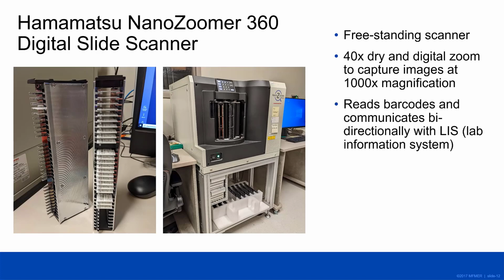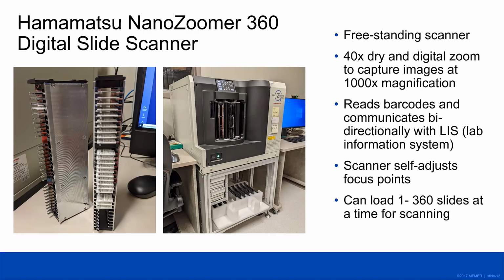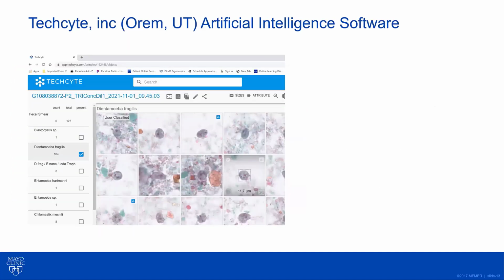It reads barcodes and communicates bidirectionally with our laboratory information system. It self-adjusts to focus points, so someone doesn't have to manually adjust the slide and the focus each time. And it can load up to 360 slides at a time for scanning, so perfect for a high-volume laboratory like ours. This is an example of a screen that is then captured by the software system, which again is Techcyte and uses artificial intelligence software.